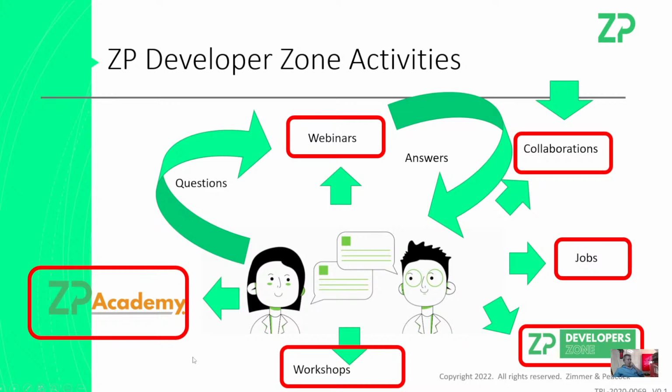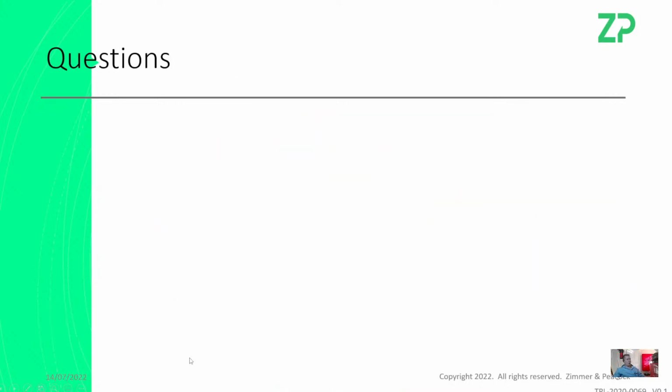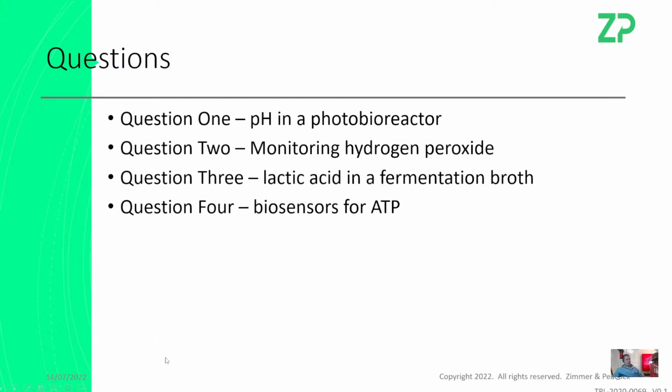So let me go in a little bit now. We've got 4 questions this week. If you're one of the questioners, you can jump around in this video. First we're going to deal with pH in bioreactors. Then we're going to discuss monitoring hydrogen peroxide in a flowing stream of water, measuring lactic acid in a fermentation broth, and biosensors for ATP, adenosine triphosphate.